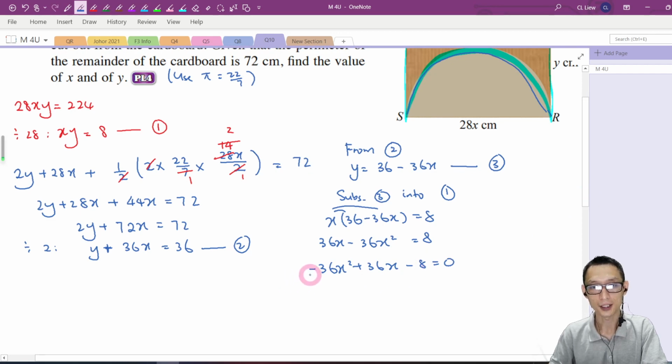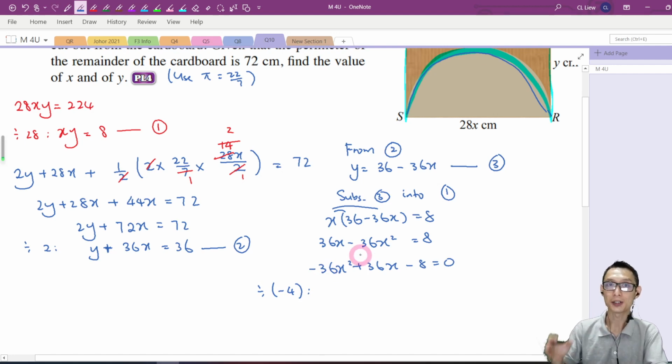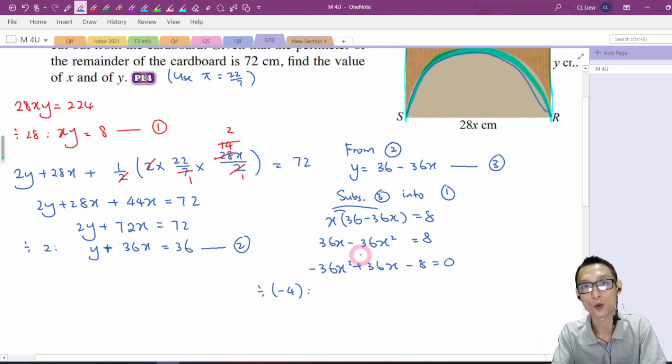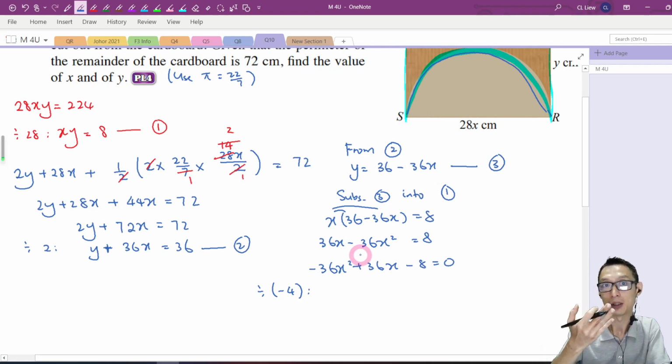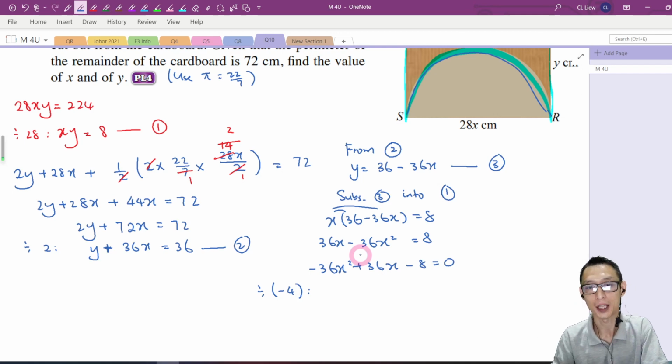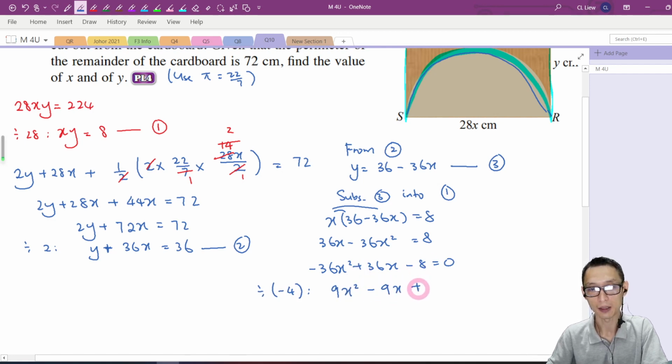So same thing here. I want to change this become positive. If you don't want, you can just press your calculator. So I'm going to divide this whole equation by -4. When I divide whole equation by a negative number or multiply the whole equation by a negative number, remember all the sign will change. Negative will become positive, positive will become negative. So negative will become positive, positive will become negative, negative will become positive. Okay.